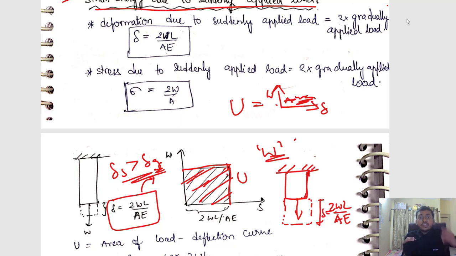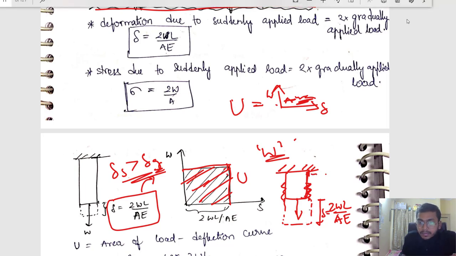So what is happening to this high strain energy stored because of the sudden loading? There will be vibrations. I am talking about instantaneous time; this will happen in fractions of a second. When this body is releasing the vibrations, it is releasing the energy stored as strain energy. So what will happen after some time? After some instant of time, this deflection will come back to WL by AE.